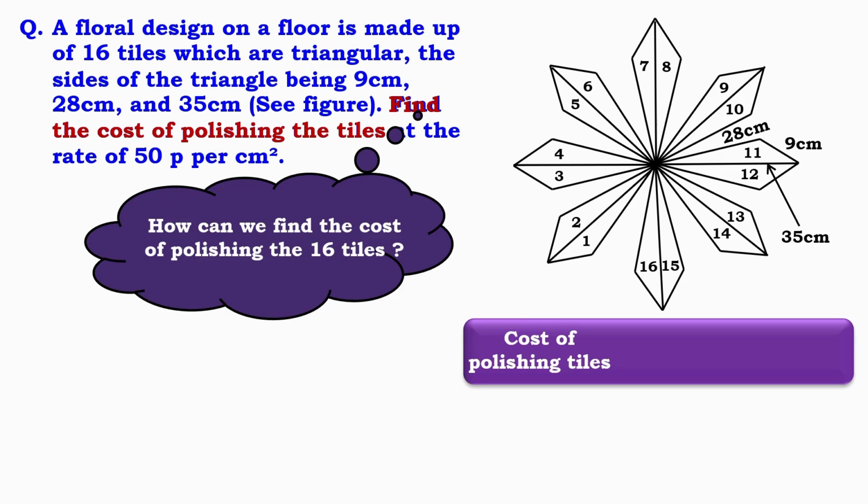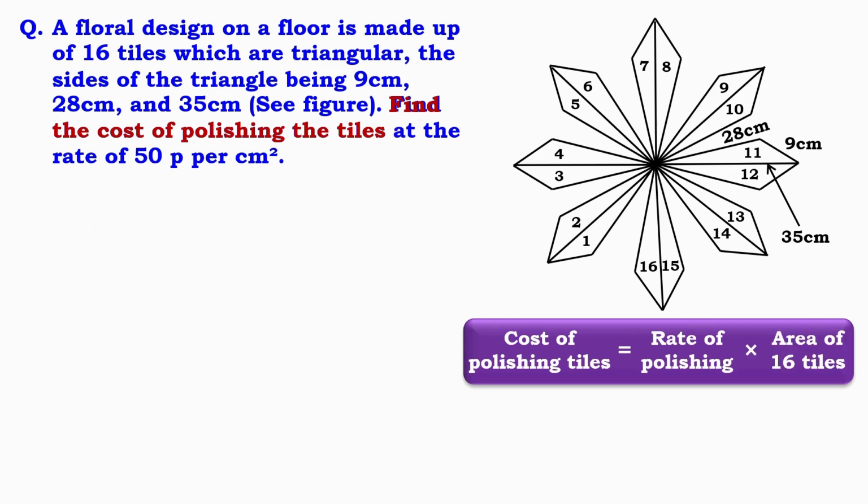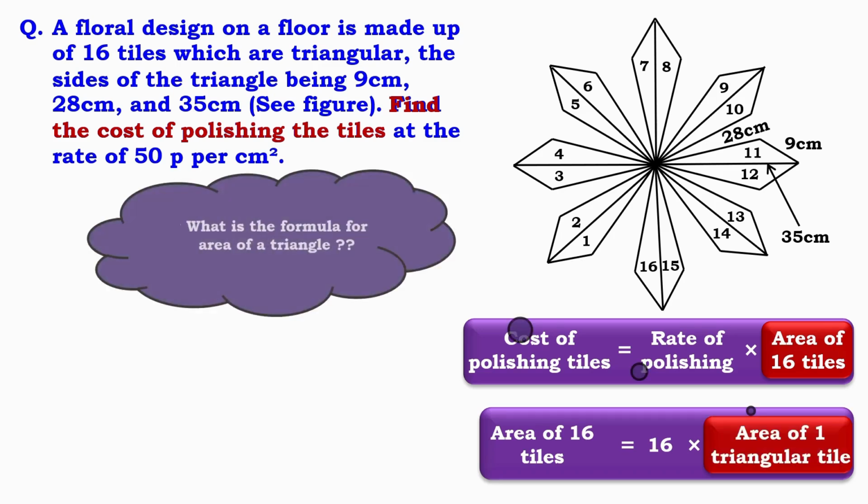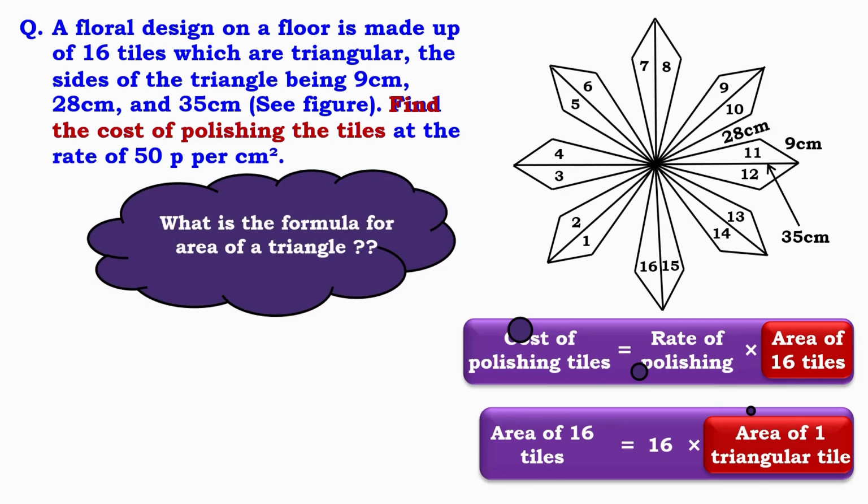So how can we find the cost of polishing the 16 tiles? The cost of polishing the tiles is the rate of polishing multiplied by the area of 16 tiles. So first we need to find the area of 16 tiles. Then if we multiply with the rate per centimeter square, we will get the cost of polishing the tiles. Now the area of 16 tiles will be 16 into the area of one triangular tile, right? Now we need to find the area of one triangular tile.